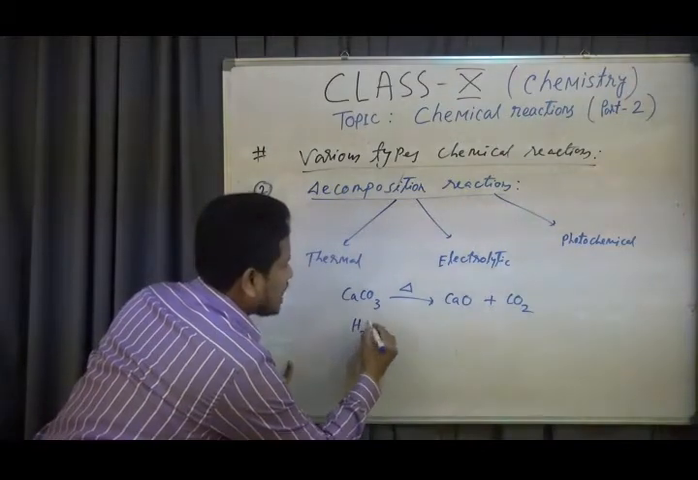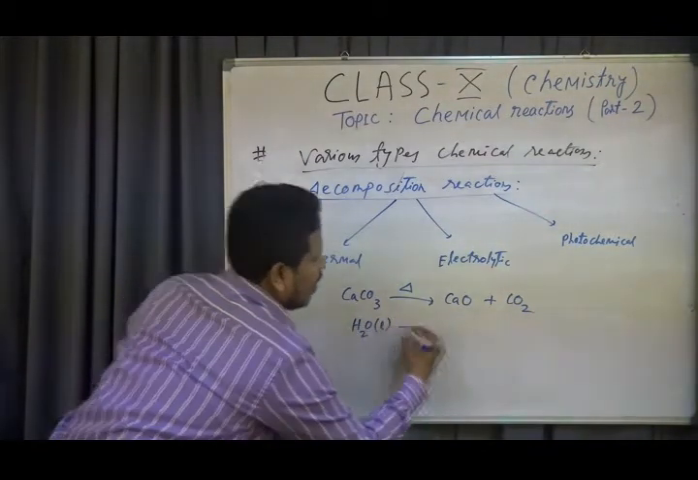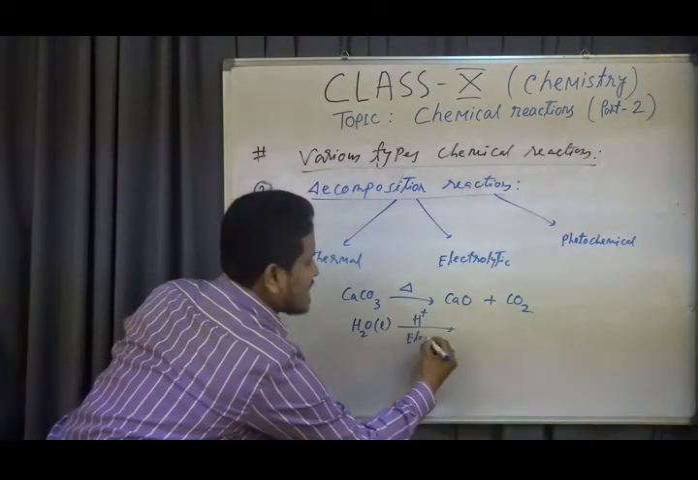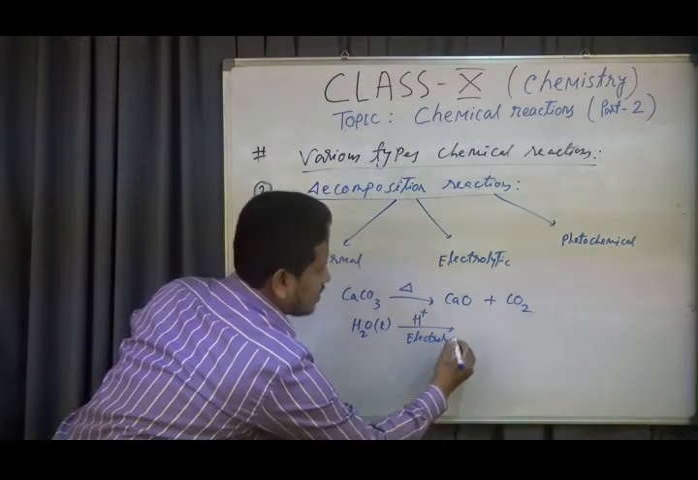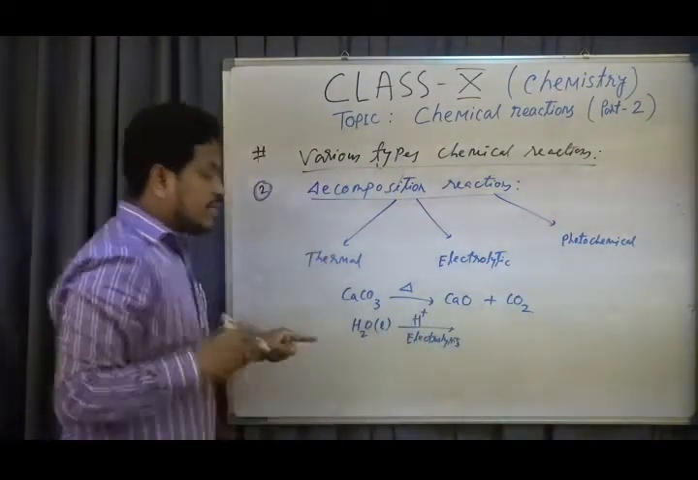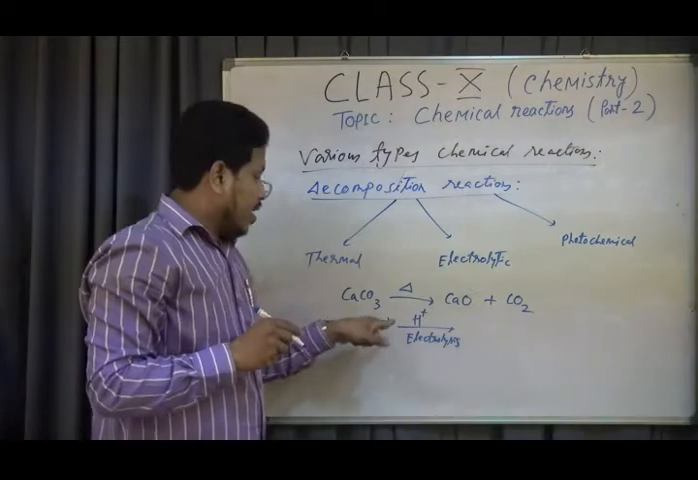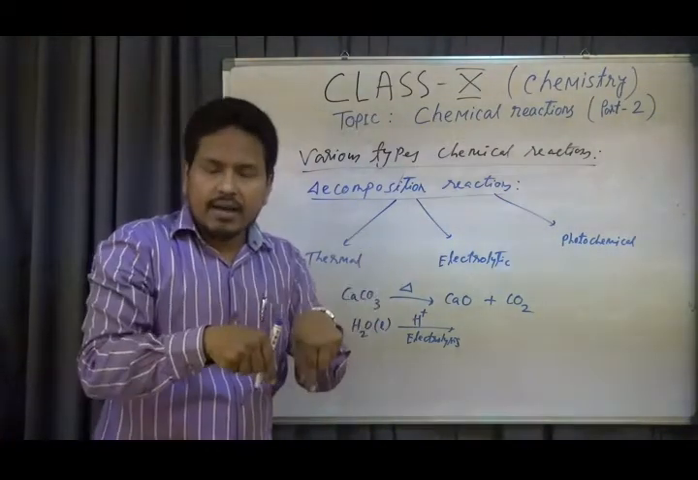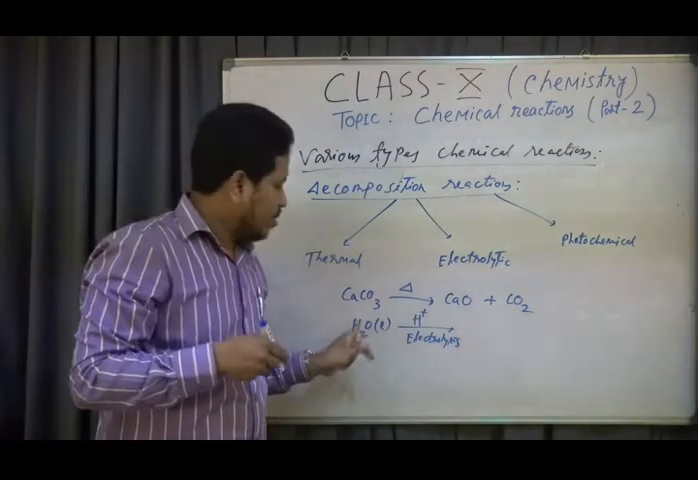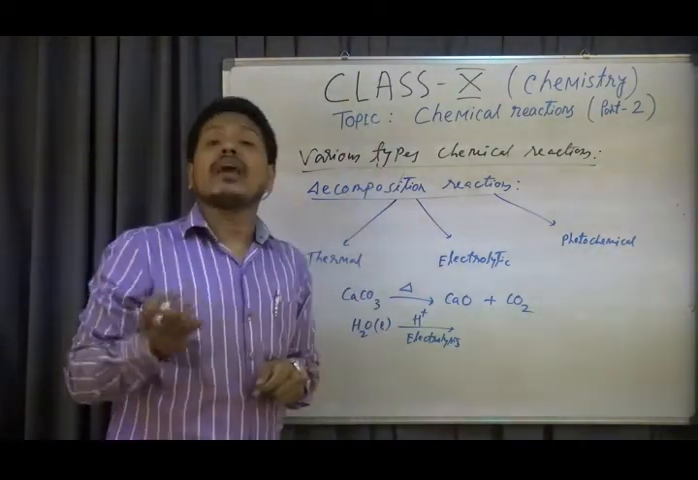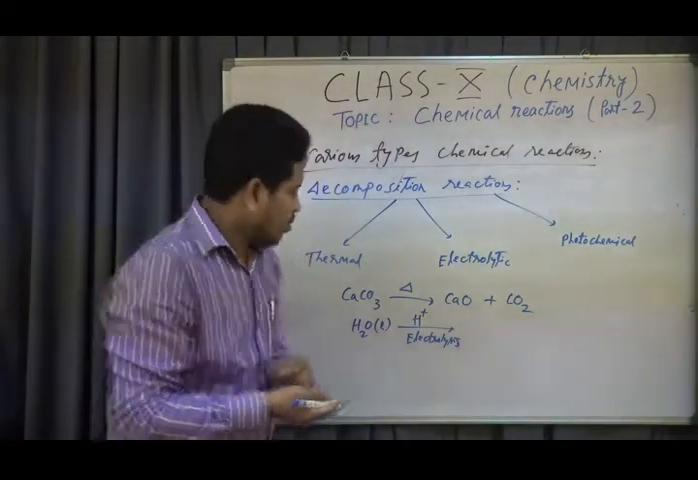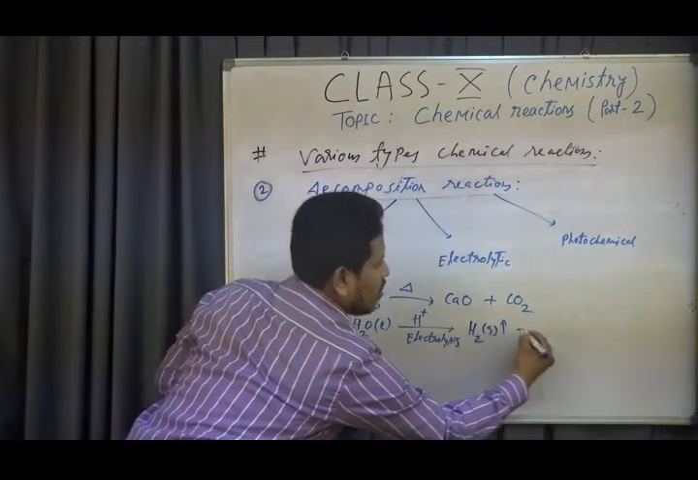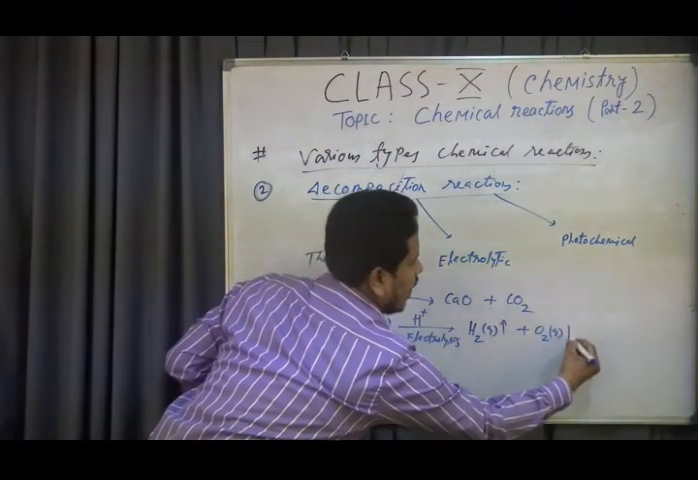Look at this. Water, liquid water in acid medium, H plus in acid medium, on passing electricity, that is electrolysis. Electrolysis means passing electricity to the acidified aqueous solution of water, cathode, anode, 2 electrodes are dipped there. Then passing electricity, hydrogen produced at cathode, oxygen gas produced at anode. You know electrolysis in lower class. So what are the products? Hydrogen gas at cathode plus oxygen gas at anode.